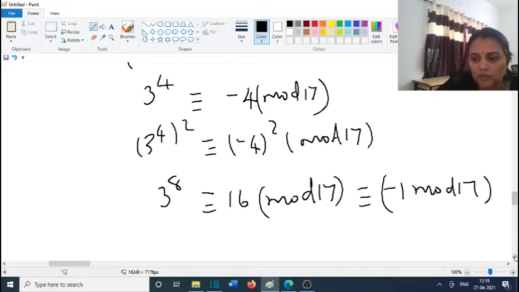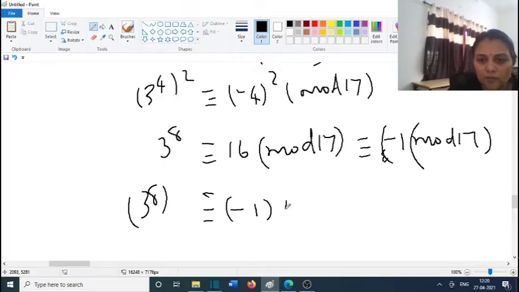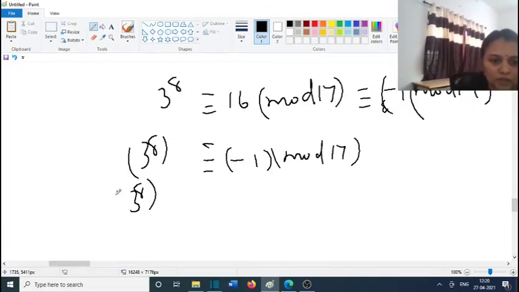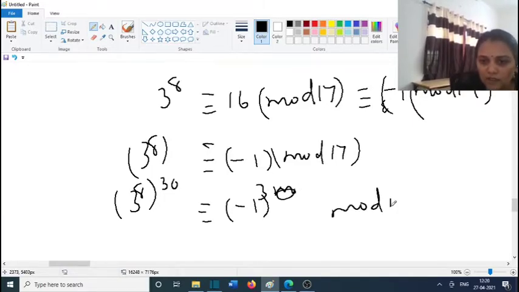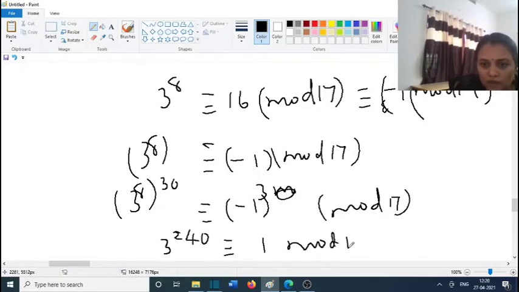So 3 raised to 8, all power 30. That is, 3 raised to 8 is congruent to minus 1 mod 17, so 3 raised to 8 raised to 30 is congruent to minus 1 raised to 30 mod 17, which is equal to 1. That is, 3 raised to 240 is congruent to 1 mod 17.